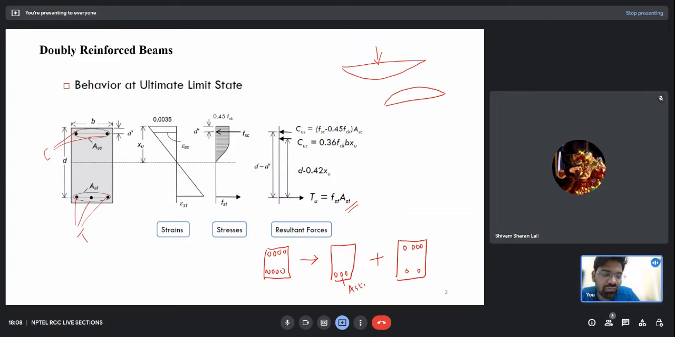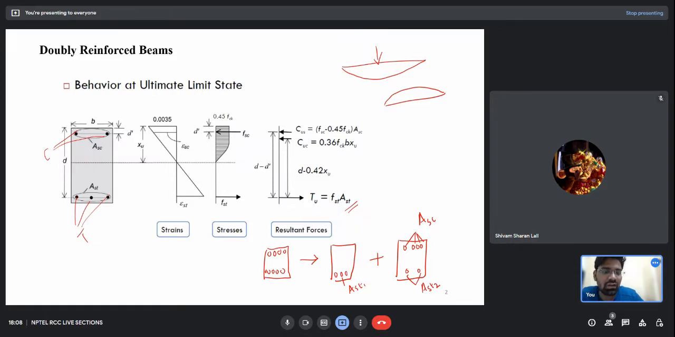Ast1 will be taking care of the compressive forces which are coming up from the concrete. This is Ast2. Ast2 will be taking care of the compressive forces coming up from the steel present in the compression zone. So this is the way we are classifying it, and based upon this you can easily understand this resultant force diagram. So let's look at it.